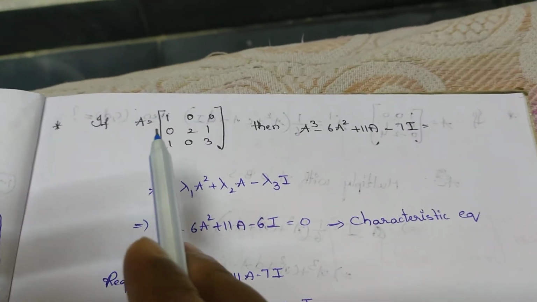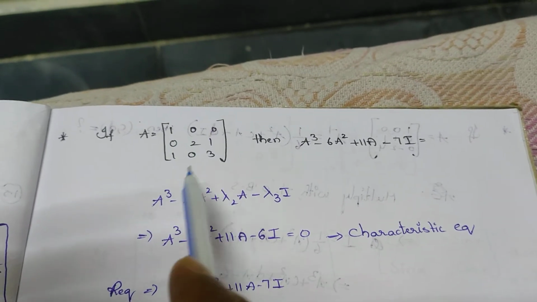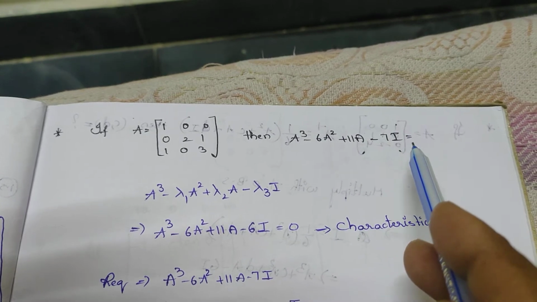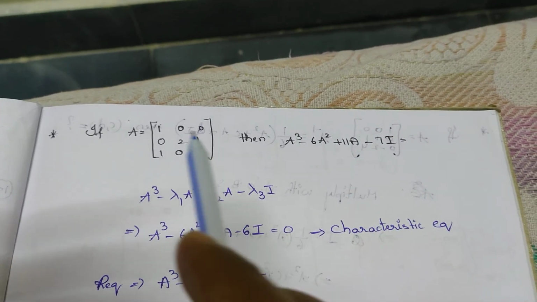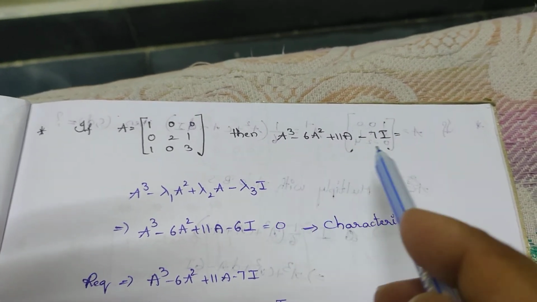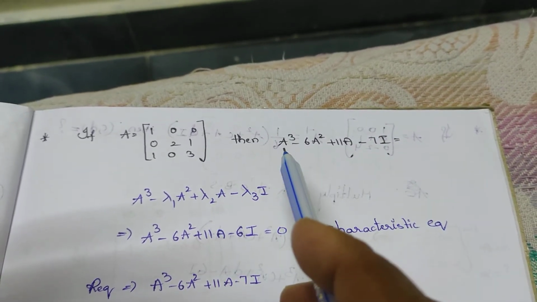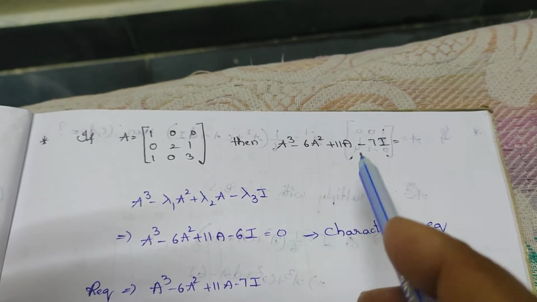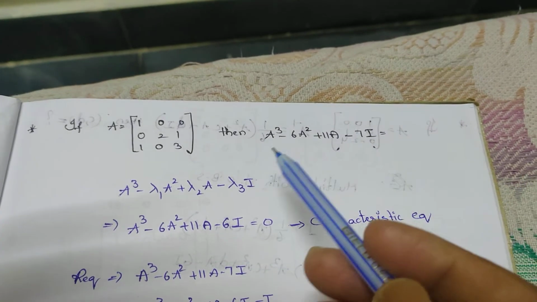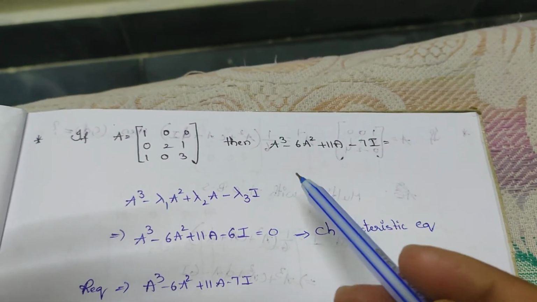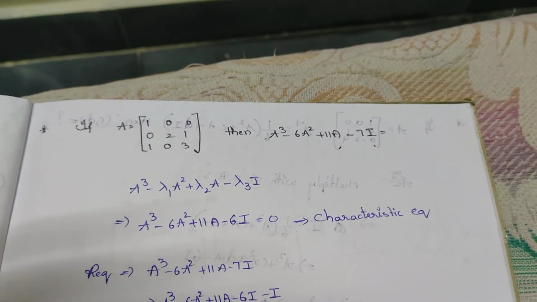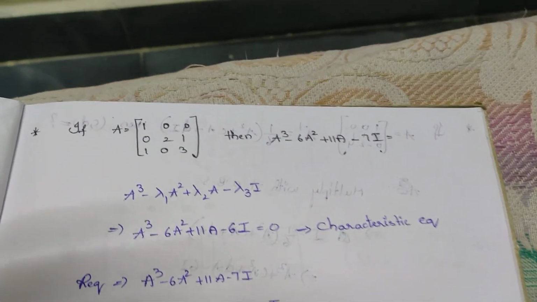Now come to the point. If A is equal to 1 0 0, 0 2 1, 0 1 3, then A cube minus 6A square plus 11A minus 7I is equal to what is being asked. Whenever they give a matrix like this and ask about this expression, it is 3 by 3, so it also starts from the third degree. A cube minus 6A square. Then there is no need to find A cube and A square and this summation. Just check whether it may be the characteristic equation or not.